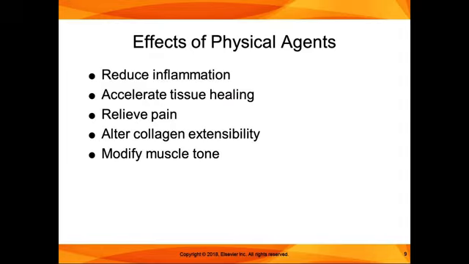So physical agents can be used to affect a lot of different things in the body. Primarily, we're trying to either reduce tissue inflammation, accelerate tissue healing, relieve pain, and we'll talk more about pain. We talked about it some this summer, and we're going to talk about it again. Sometimes we want to alter collagen extensibility, and sometimes we want to modify muscle tone. So we're going to talk about all of those things.